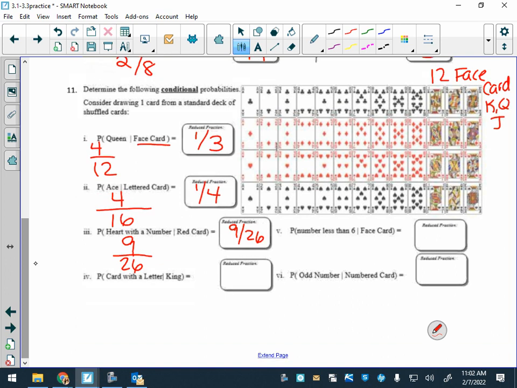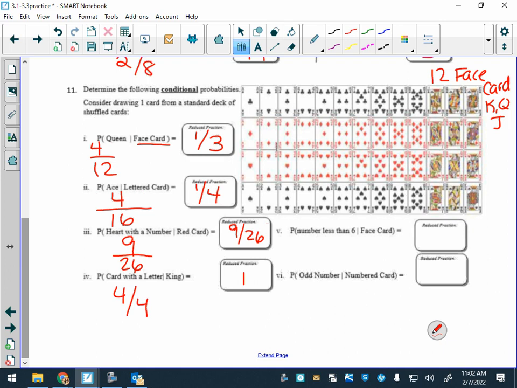Probability of a card with a letter, given that it's a king. How many kings do we have? 4. Out of those 4, how many of them are lettered? 4. All of them. So 4 out of 4, which is 1. Okay?